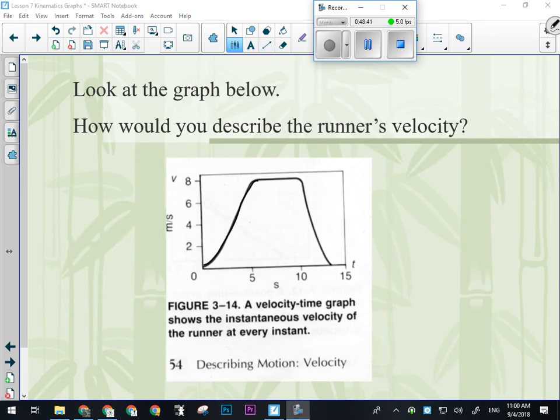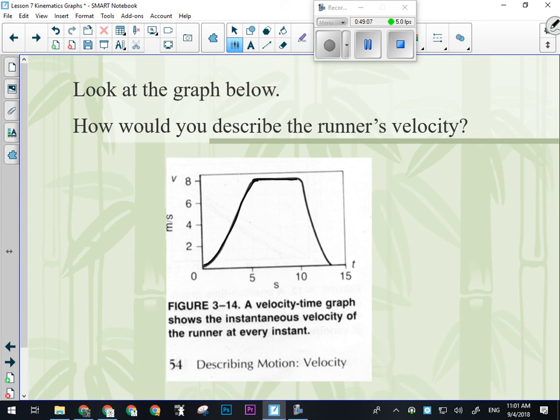Okay, so what's happening in that first part? Yeah, they're accelerating. Their velocity is definitely increasing. It's getting faster and faster and faster from just above 0 to around 8 meters per second. And then here, what are they doing? Right, they're moving at 8 meters per second.